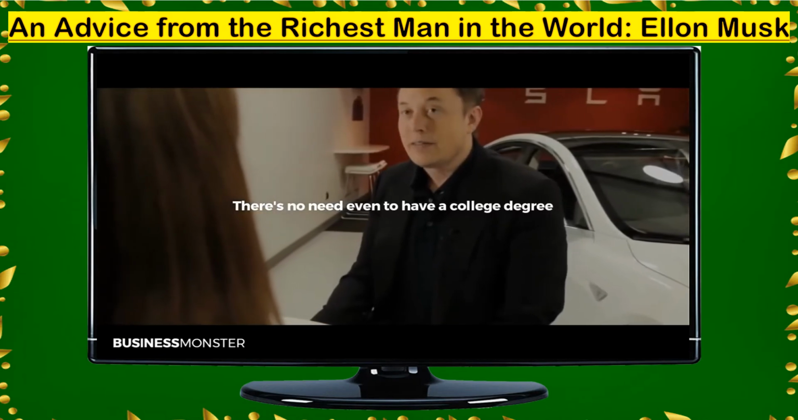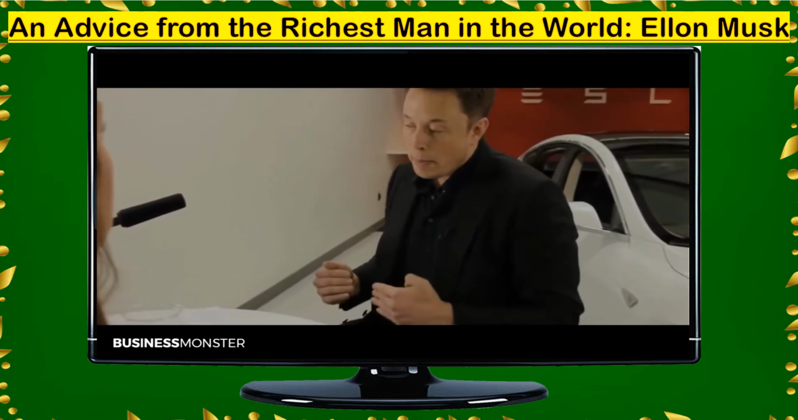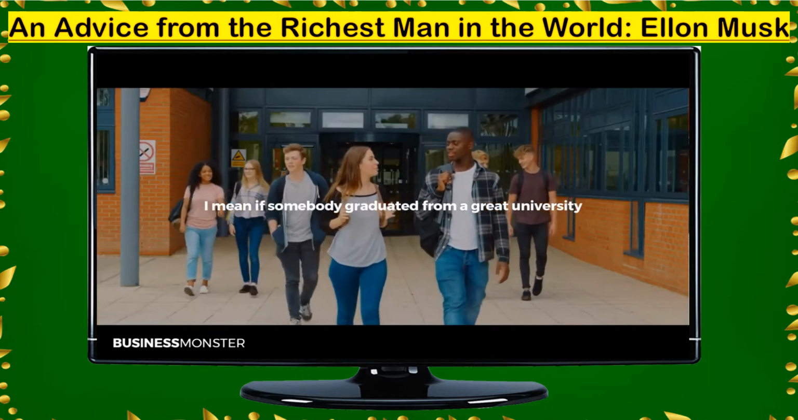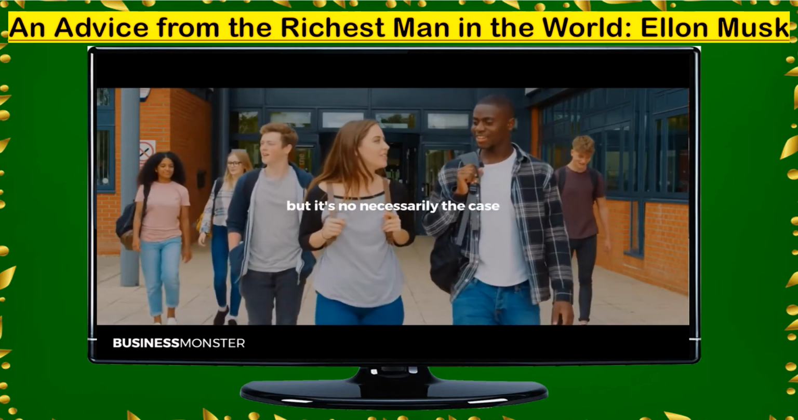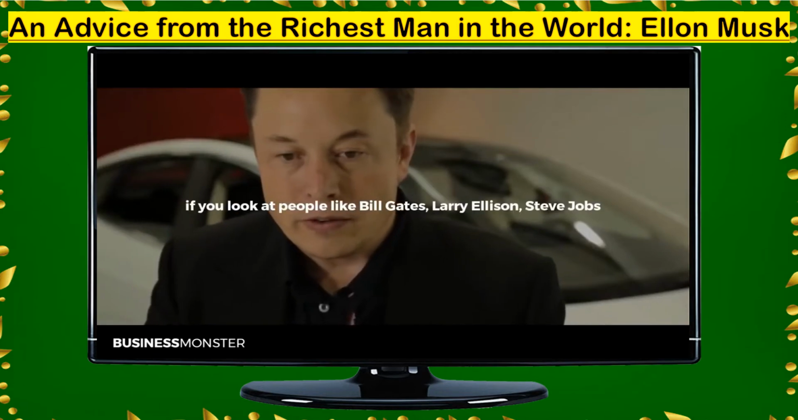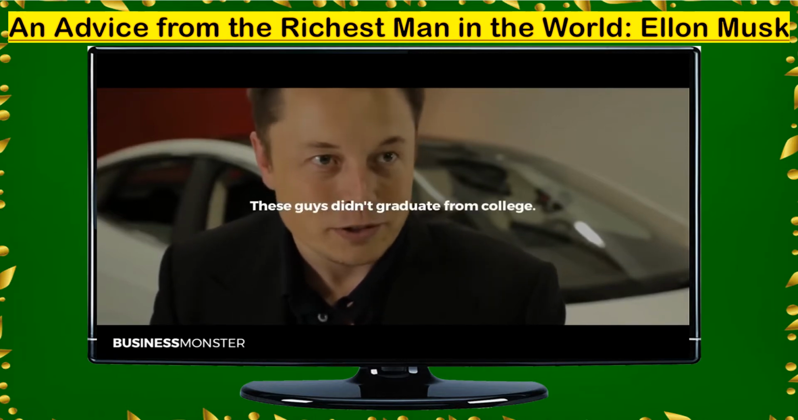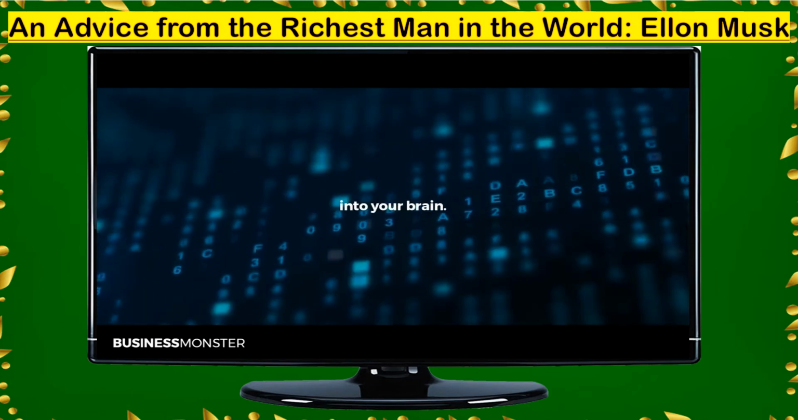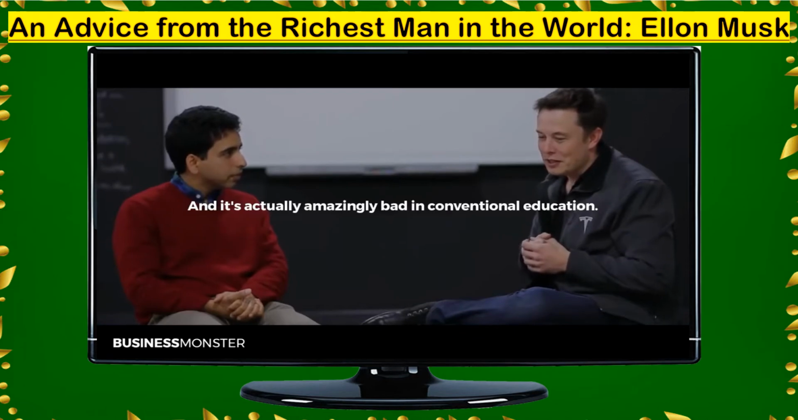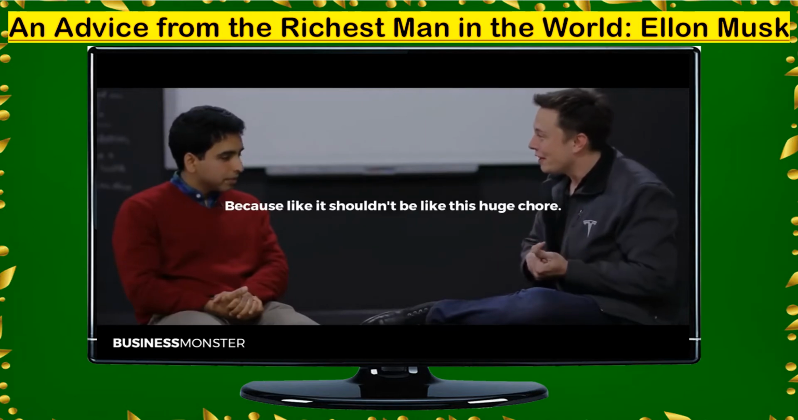There's no need even to have a college degree at all, or even high school. I mean, if somebody graduated from a great university, that may be an indication that they will be capable of great things, but it's not necessarily the case. If you look at, say, people like Bill Gates or Larry Ellison, Steve Jobs, these guys didn't graduate from college. If you think of what is education, you're basically downloading data and algorithms into your brain, and it's actually amazingly bad in conventional education because it shouldn't be like this huge chore.